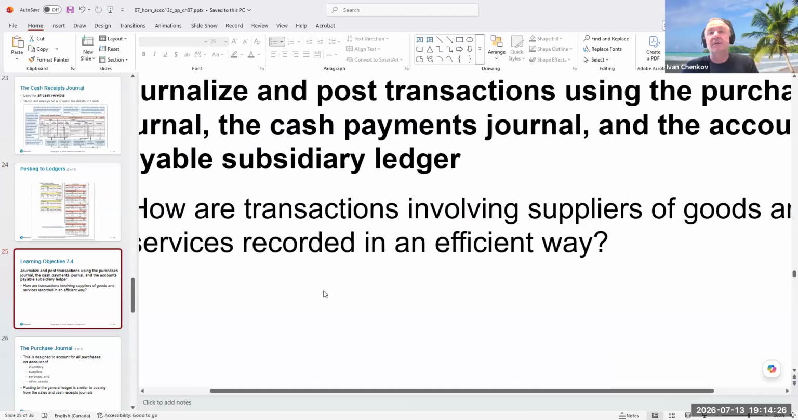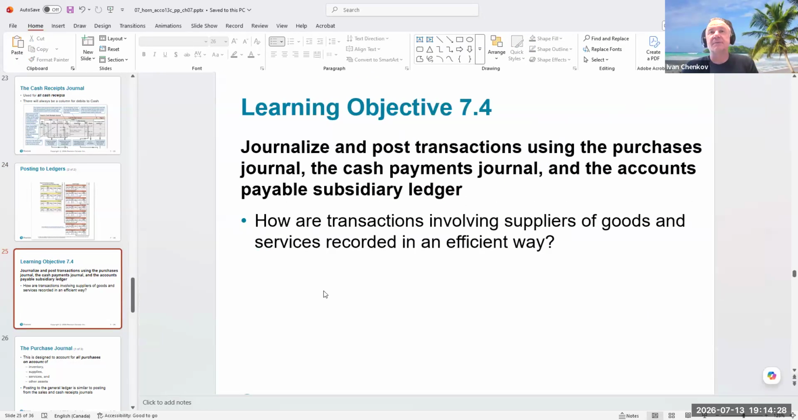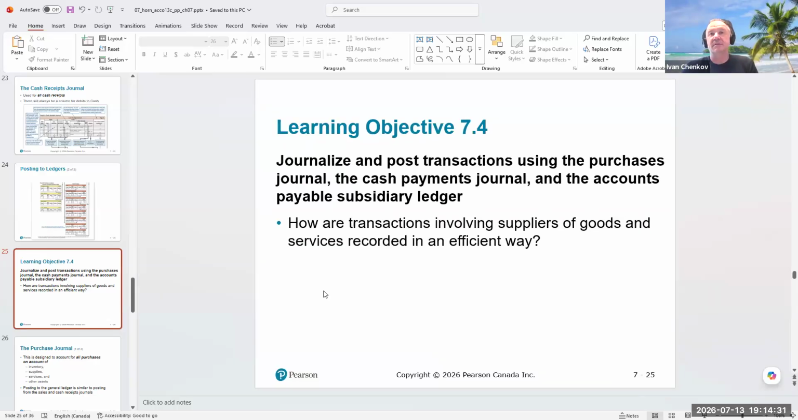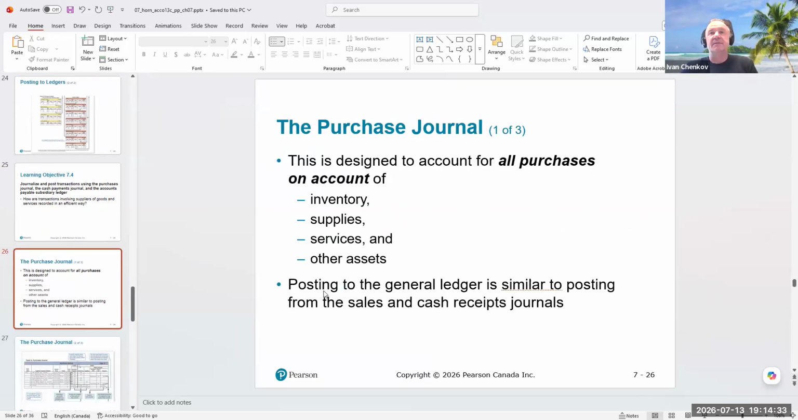Now, once we're done with the sales and cash receipts, we have to start dealing with the purchases. In the purchases, we're going to capture all the information from the purchase journal. From the purchase journal, we're going to keep track of the inventory, the supplies, the services that we're purchasing, and any other assets related to the purchase. Once we do those purchases, we're going to post them on the general ledger, which will be similar to sales and sales receipts.